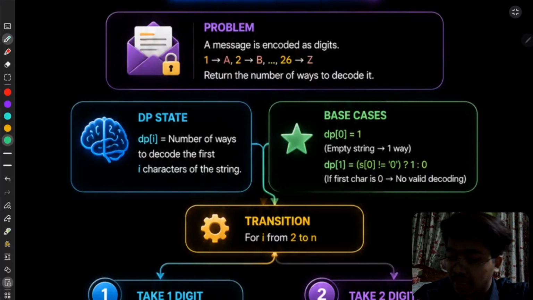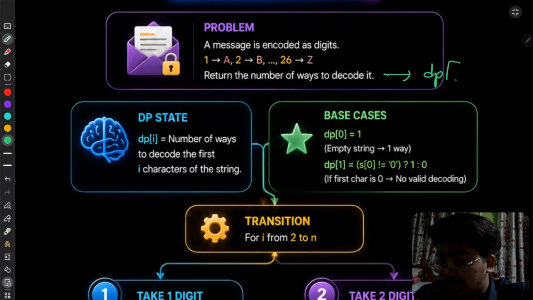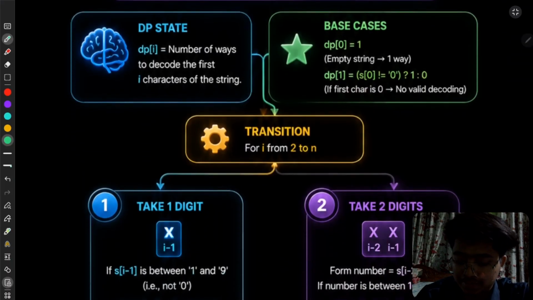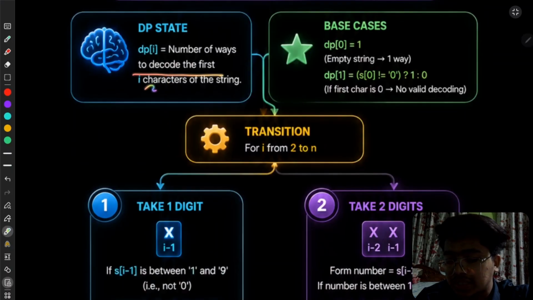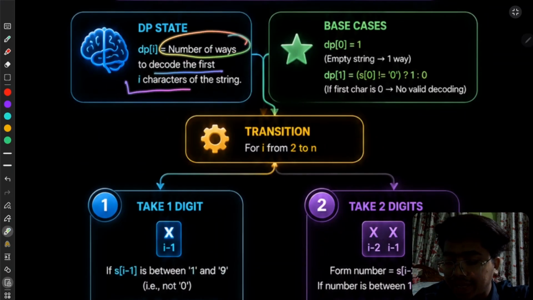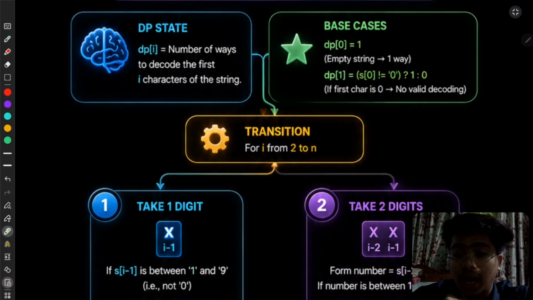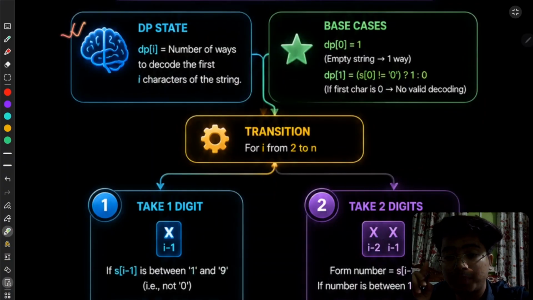So as per the problem, this is our DP state, DP of I, or DP of MN, whatever. Now we come to the DP state. Note the DP state: DP of I is the number of ways to decode the first I characters of the string. So we are defining the DP state. Whatever the problem is, the objective becomes the DP state.